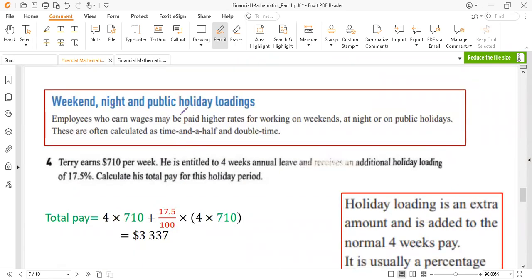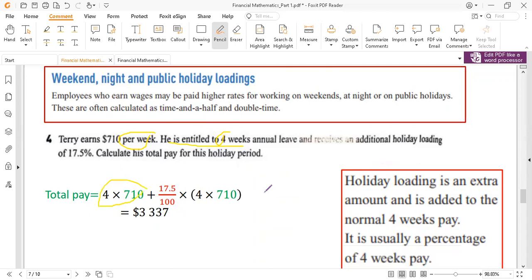Moving on to weekend, night and public holiday loadings. You know that we have a lot of employees who earn wages and may be paid higher rates for working on weekends, at night, or on public holidays. For example, Terry earns $710 per week and is entitled to 4 weeks annual leave. Normally we multiply 4 by 710 to obtain the 4 weeks pay.